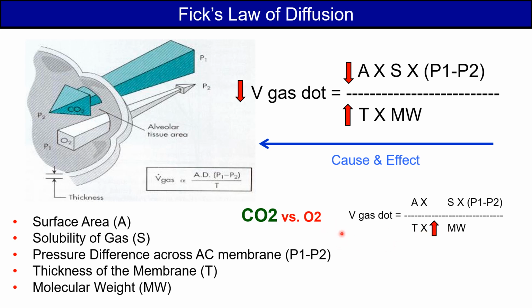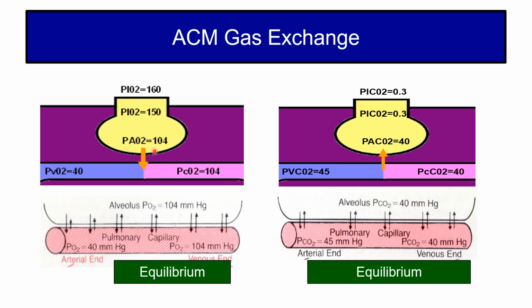However, the carbon dioxide is much more soluble than oxygen, and therefore it diffuses along the AC membrane 20 times easier compared to oxygen. Let us now discuss the diffusion of oxygen and carbon dioxide along the AC membrane.